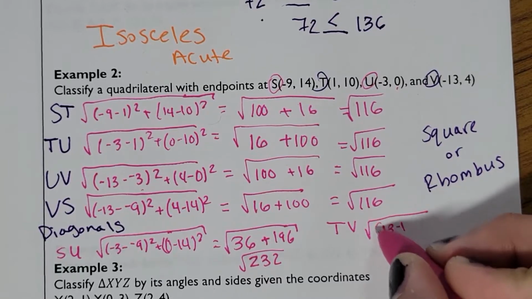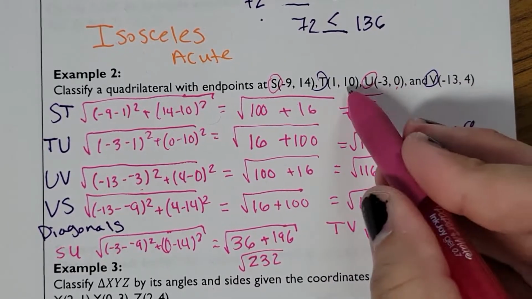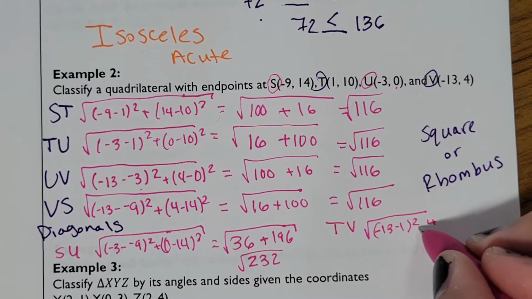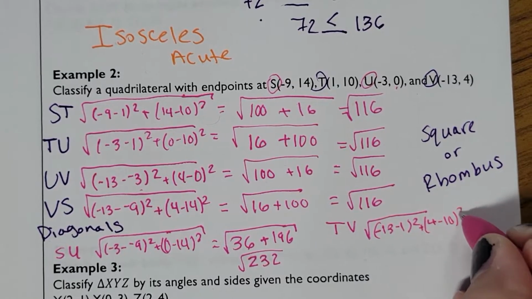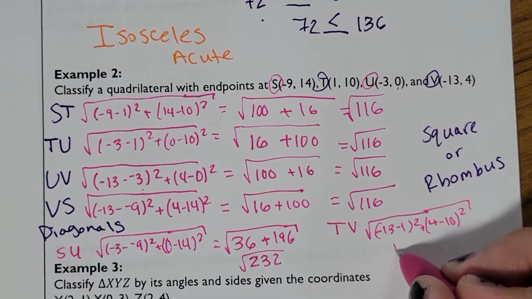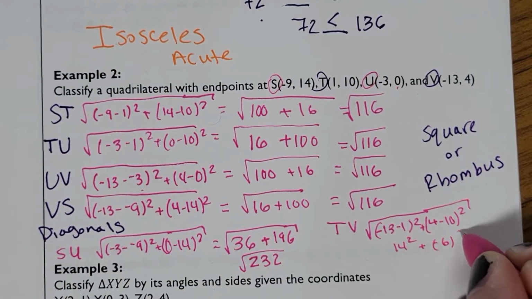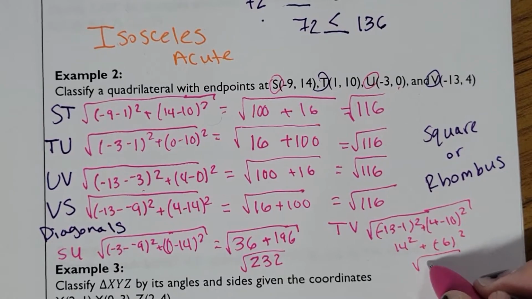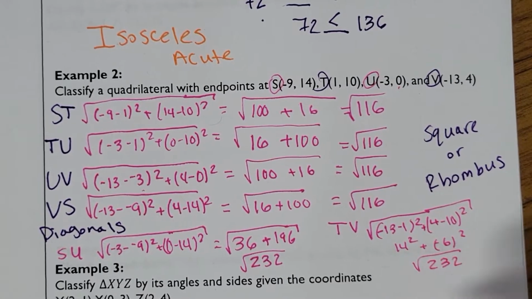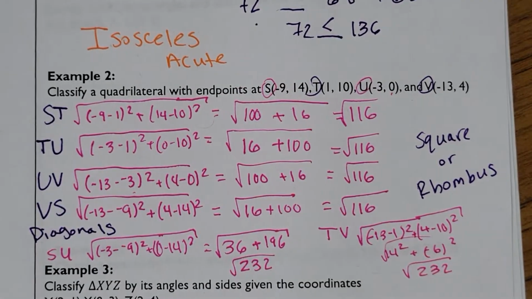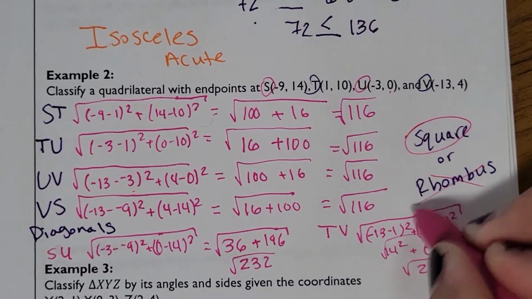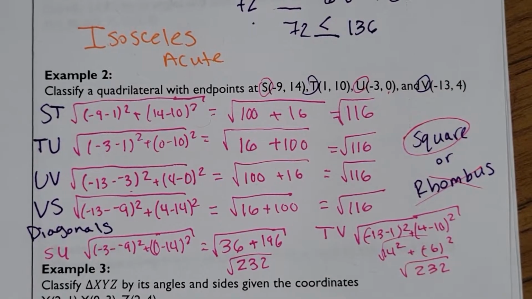-13 minus 1 squared. 4 minus 10 squared. Again, this is going to give me 14 squared. That's going to give me -6 squared, and those are the exact same numbers. So ultimately, we're going to get 232 again when you work that out. That is going to come out to the same thing. So since the diagonals are the same, I know this is a square because the diagonals are equal.